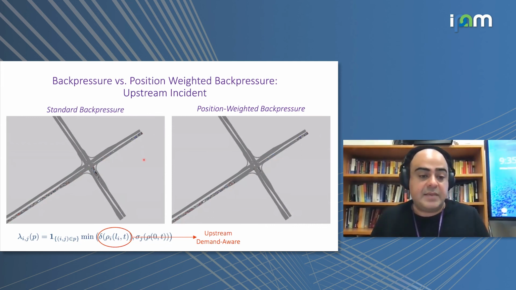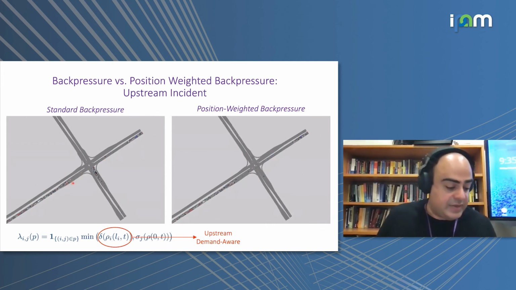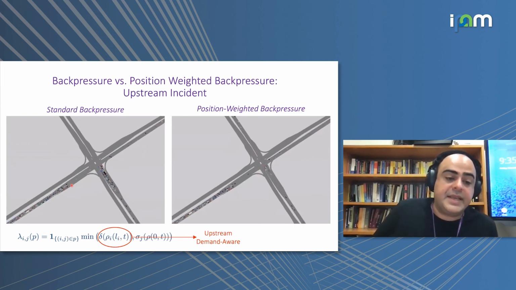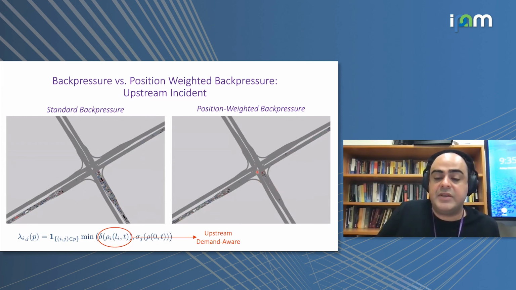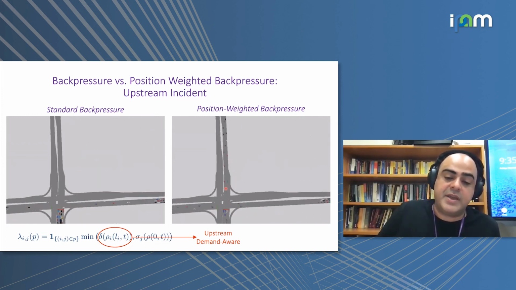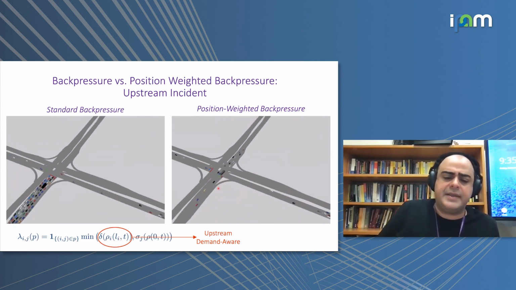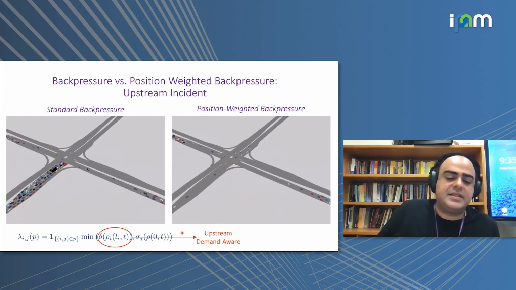Here's another example where we've created an upstream incident. In this case, the demands are low, but the queue sizes are large. The demands at the entrance are low, but again, the queue sizes are large. So the standard back pressure will still assign green, will still prefer this movement over the minor, where our position weighted back pressure will allow vehicles to move across the intersection along the minor, to relieve the minor. And it does this automatically. Okay, and this is because it's upstream demand aware.